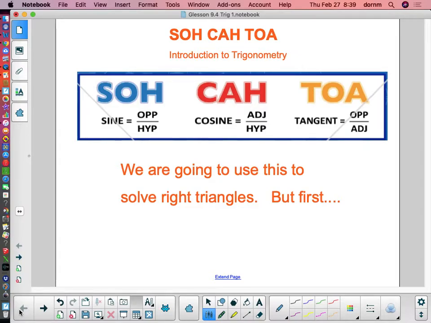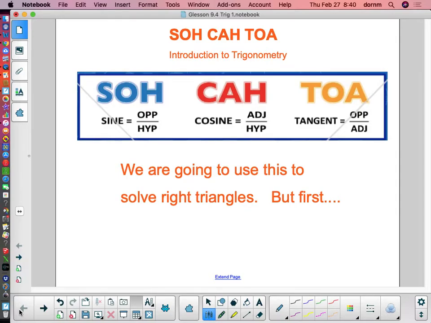What does sine mean? Sine is just the name of the ratio, okay? The ratio has been given a name. The sine ratio is the ratio of the length of the opposite side over the hypotenuse. You can put that in your notes. Sine is opposite over hypotenuse, and that's what SOH stands for, sine opposite hypotenuse.